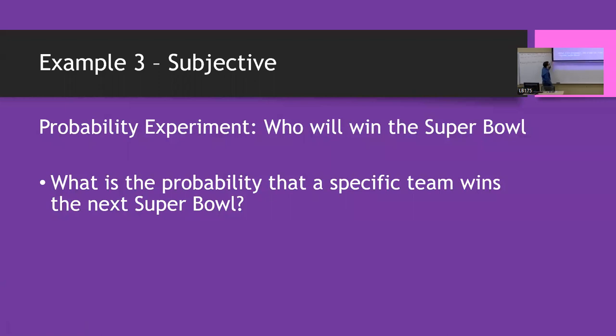Subjective is something like this. What if I am picking who is going to win the Super Bowl next year? You know, what's the probability that Kansas City repeats as Super Bowl champions next year? Or what's the probability that Detroit wins the Super Bowl next year? Notice you wouldn't say every team is equally likely. The teams that were really, really bad this year are probably less likely to win the Super Bowl than the teams that were really good this year, right?